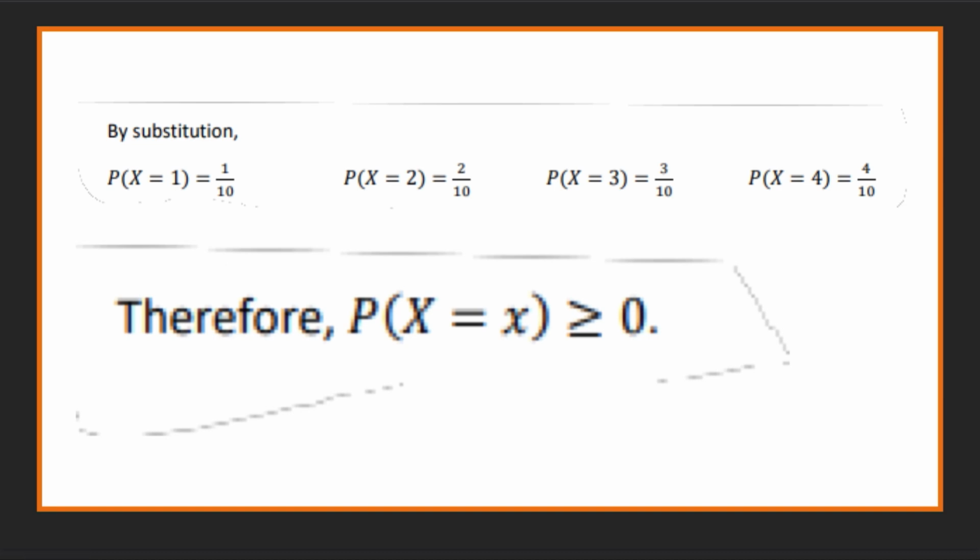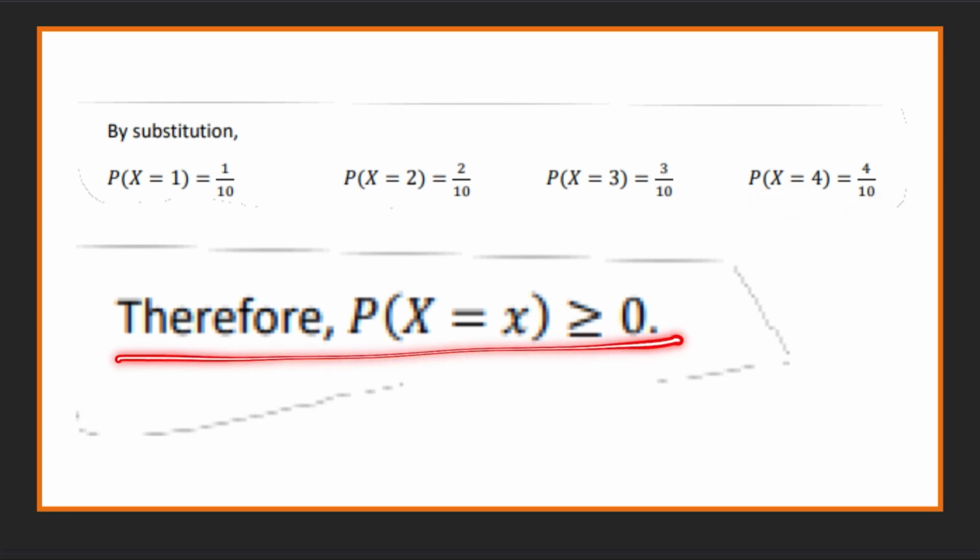Now, by substitution, we have the probability of X equal to 1 is equal to 1 over 10, since the function f of x is equal to x over 10. So if x is 1, that is 1 over 10. If x is 2, that is 2 over 10. And the probability of X equal to 3 is 3 over 10. And the probability of X equal to 4 is 4 over 10.